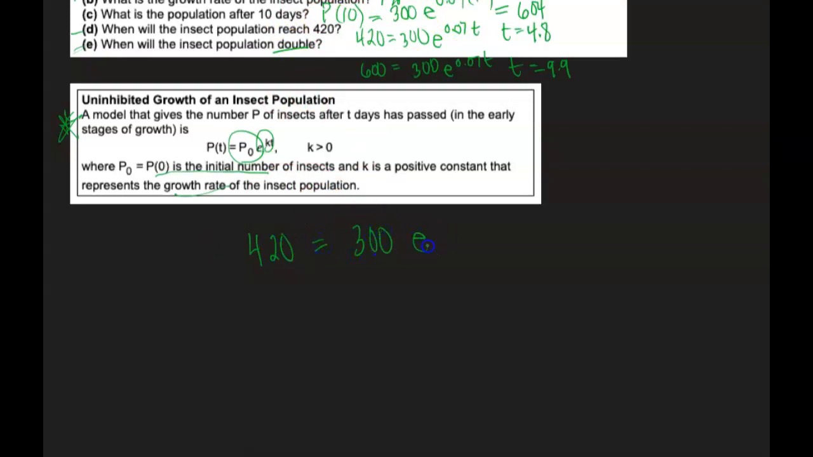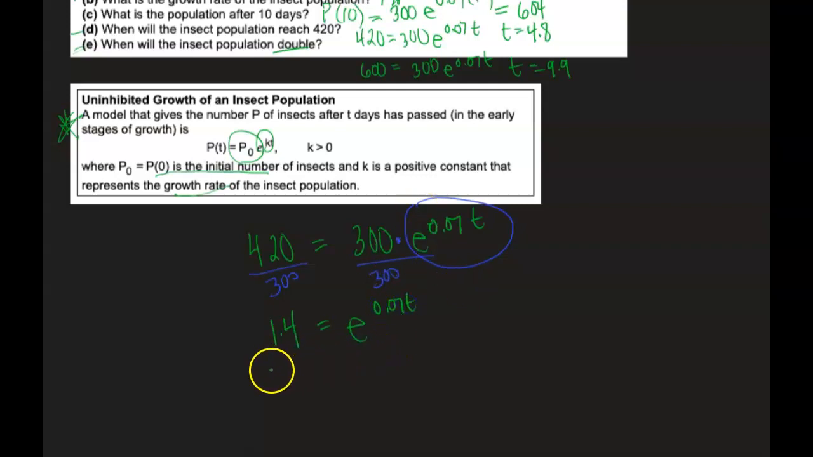Just rewrite the equation first of all. If I want to find what T equals, I first need to isolate the exponential piece. That means move this 300. To move that, I have to divide by 300, its inverse, and I come up with 1.4.